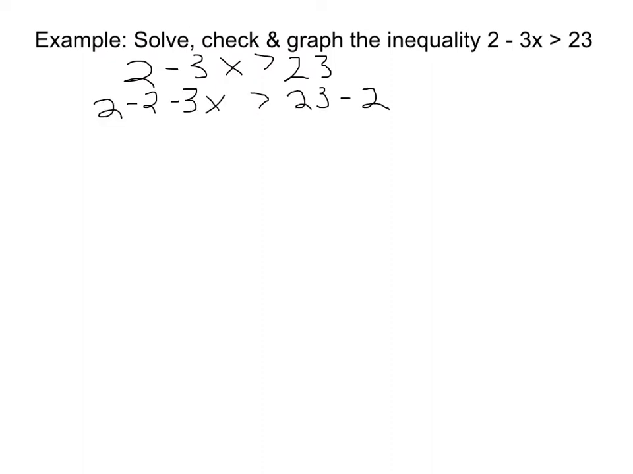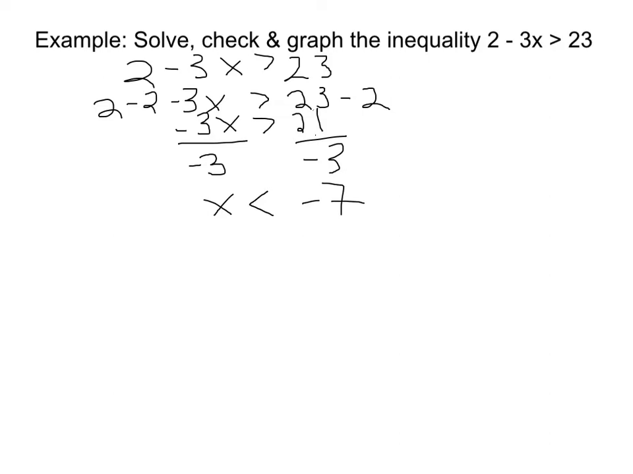Here I've subtracted the 2 from both sides of my inequality, and I'm just going to simplify. So I have negative 3x is greater than 21. Now in order to get the x by itself, which remember is what I want, I'm going to divide both sides of my equation by negative 3. Now remember from your one-step inequalities, when you multiply or divide both sides of your inequality by a negative number, you need to reverse the direction of the inequality, or just flip the inequality. So what I'm going to be left with is x is less than negative 7.